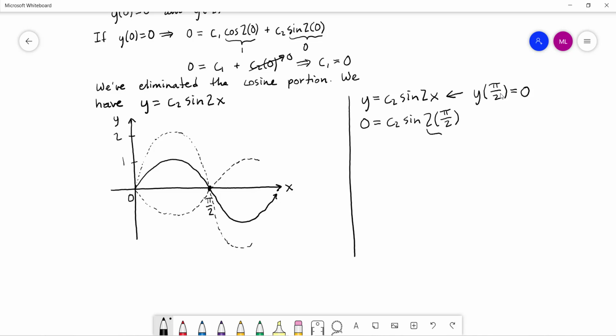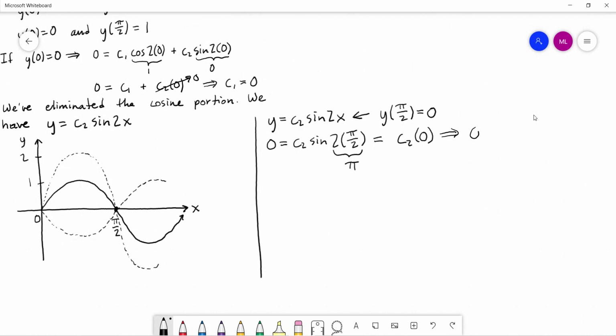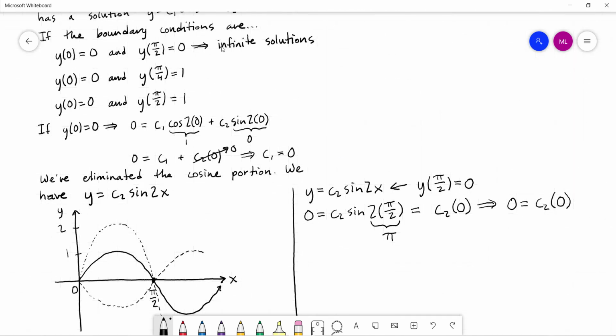When I multiply those together, that's just going to give me pi. And this leaves me with C2 times 0. I get 0 equals C2 times 0. So what does C2 need to be in order to make this statement true? It can be anything. Any value we want to pick for C2 will satisfy this. This second condition wasn't enough to actually uniquely solve for C2. So we didn't get one single solution. Instead, we have an infinite number of solutions because any value of C2 works.